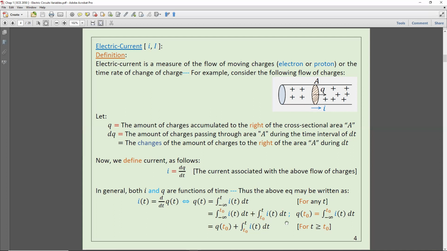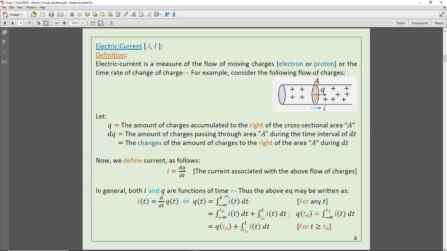After that, the first part I'm going to call q at time t0, which is the integration from negative infinity until t0. And this is the last formula. I think this is very useful; we are going to use it all the time. So the total charge at time t equals the initial total charge at time t0, plus the integration from t0 until t. The initial one should be given in the question, or you need to calculate it.